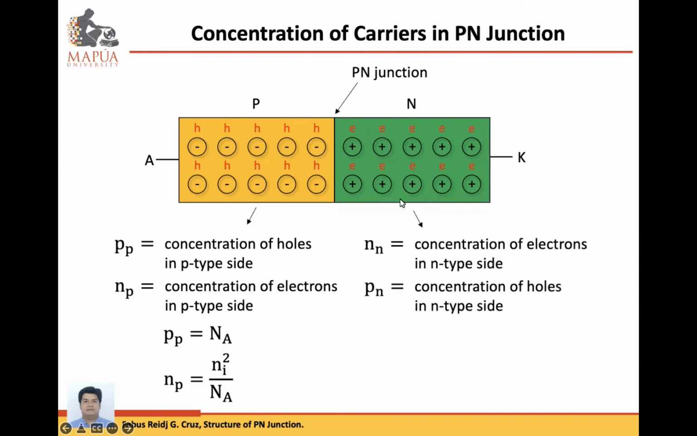While on the n-type side, we can denote the concentration of electrons in the n-type side as N sub N, while the concentration of holes in the n-type side can be denoted as P sub N. So N sub N is defined by the concentration of donor atoms, while the concentration of holes in the n-type side can be computed using Ni squared over the donor concentration.